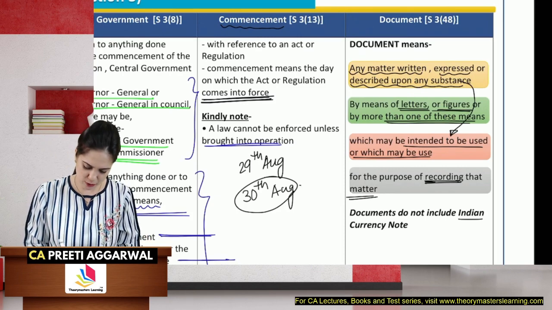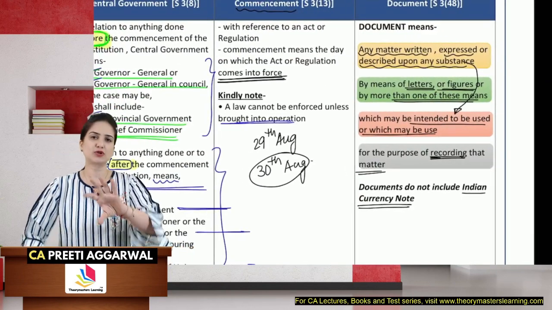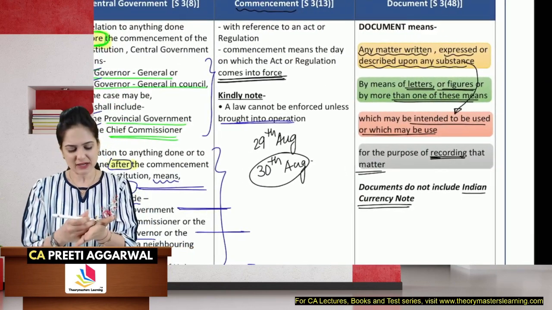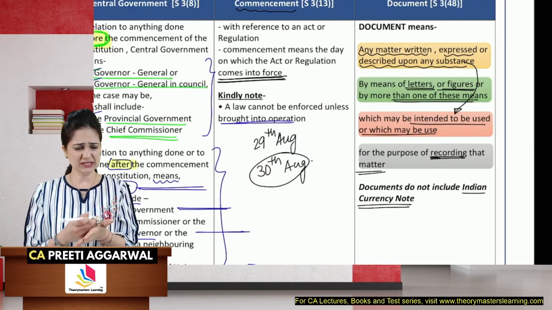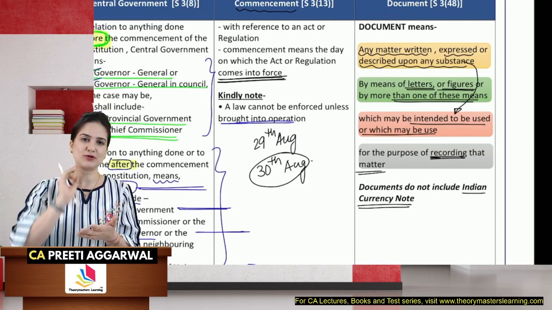But it does not include an Indian currency note. That is not a document. Like you may see on an Indian currency note, on the back of it, they may give certain events. All right, certain events or certain monuments are printed on the document.